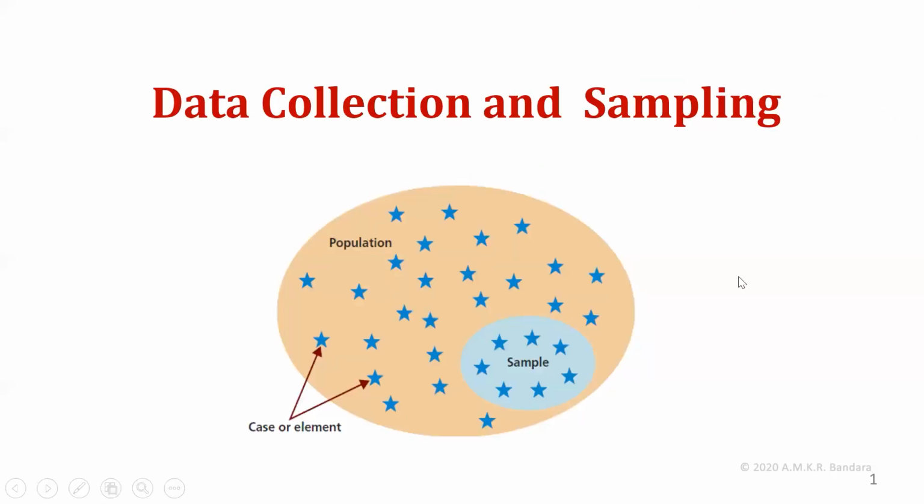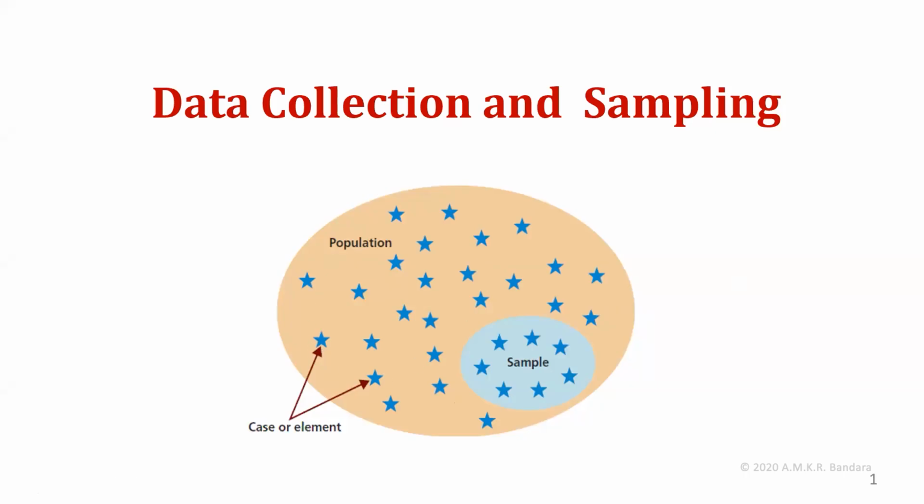So today's lesson is data collection and sampling. Here we have the collection of all the things related to a problem, which we call the population. Due to limitations of time, money and other resources, we will not be able to study all the individuals or all the things in the population.